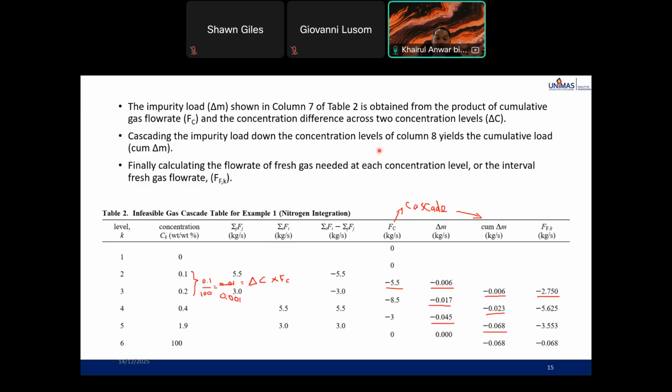Cascading temperature load down regulation level 8. Infinitely collecting the flow rate of fresh gas needed at the level, the fresh gas flow rate FFK. So for the cumulative delta M here, cumulative load, this is based on cascading resolution here, between the interval of these two levels. Go down and get 0 plus increase.